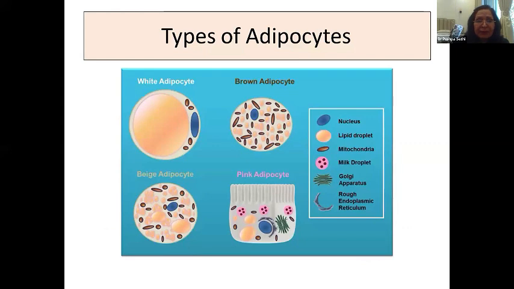Then these are the 4 types of adipose tissue cells described separately. The white adipose tissue cell has a single large lipid droplet in the center, the nucleus and the mitochondria. The brown adipose tissue has very small droplets of lipid, and the nucleus and the mitochondria. The beige adipose tissue has small and slightly bigger lipid droplets, and that is what gives it the beige hue. And the pink adipose tissue has milk droplets in the cell.